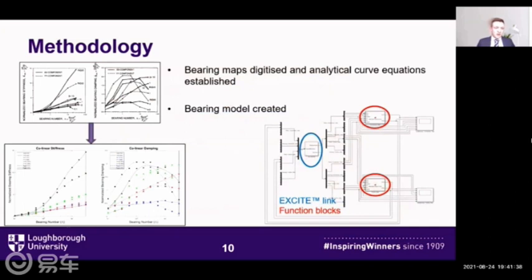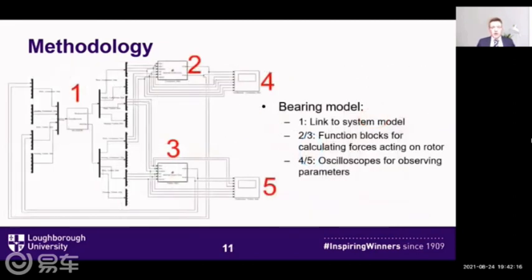So to begin with, bearing maps were digitized using MATLAB, as I've already stated. This can be seen on the left, where at the top we can see the bearing maps taken from the original study, and below that we can see the plots digitized within MATLAB. Analytical equations describing the data sets were established. The bearing model can be seen on the bottom right of the slide. The excite data link is highlighted in blue, which is where the data would flow into and out of the system model, and the function blocks are highlighted in red. This is where the bearing code was essentially contained and where the analytical equations were kept, and forces could be calculated.